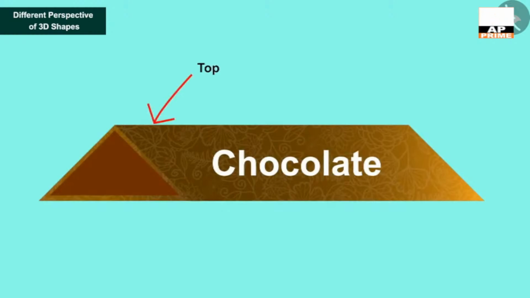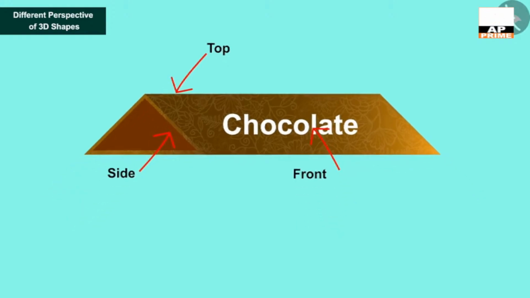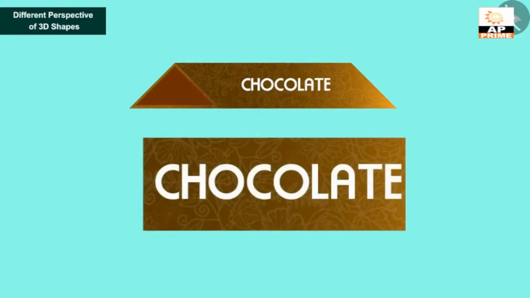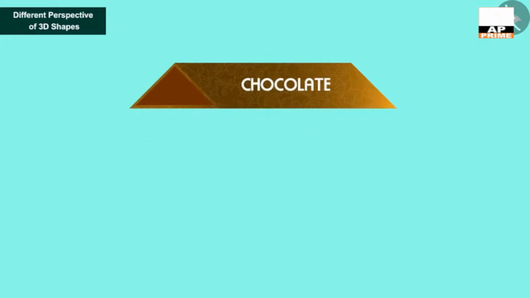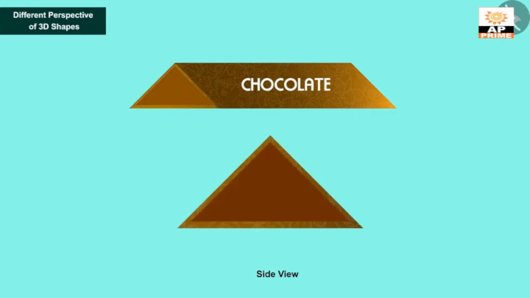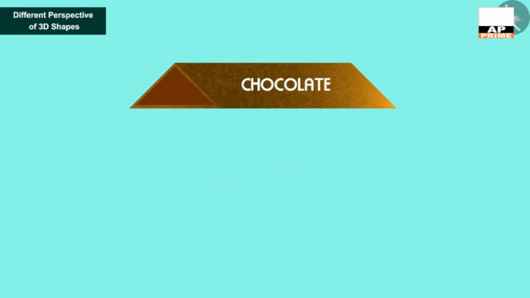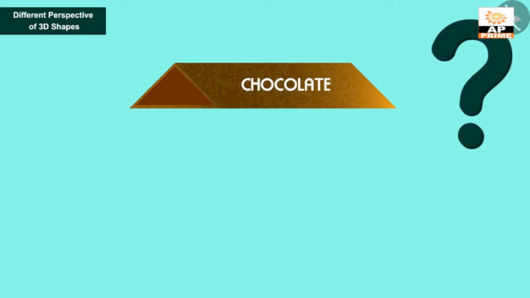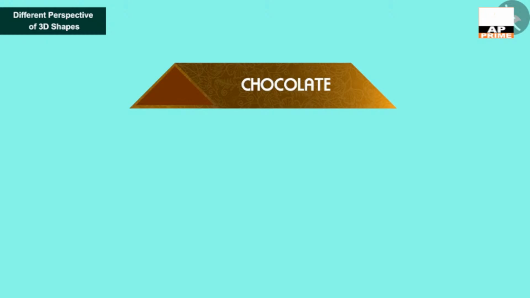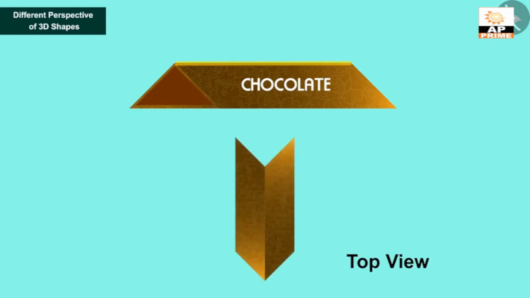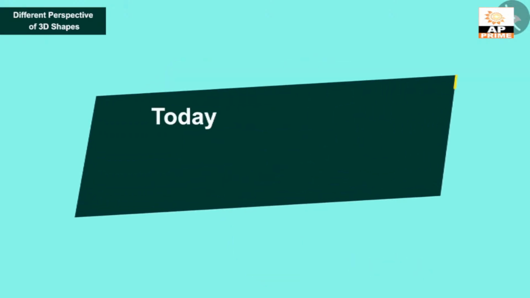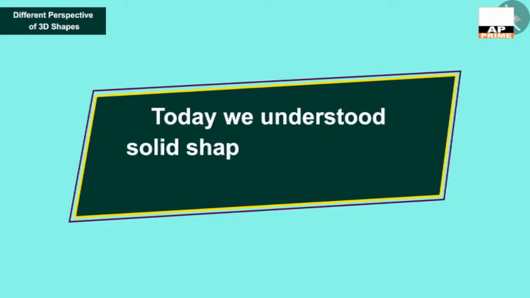Identify the top view, the front view and the side view of the given solid. As you can see, the front view is a rectangle. Can you tell the side view? Well done. The side view is a triangle. Now the question is, what will be the upper view? Perfect. Looking at it from above, we will see a view of two connected rectangles. Today we understood solid shapes with the help of examples.